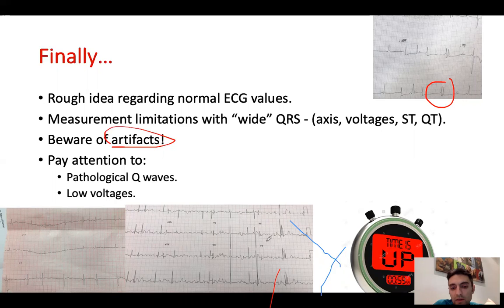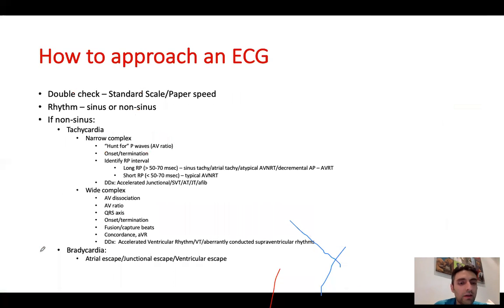Okay, and then if you see bizarre baseline activity, someone called me about this ECG, this is a patient in flutter, but this is just artifact. These high frequency signals are not 3 QRSs, these are artifact. You see one lead where you see maybe fibbish waves, but in another lead it's normal P wave activity, then this is artifact. So pay attention to artifacts. Don't let the artifact confuse you. Okay, I think we're done.